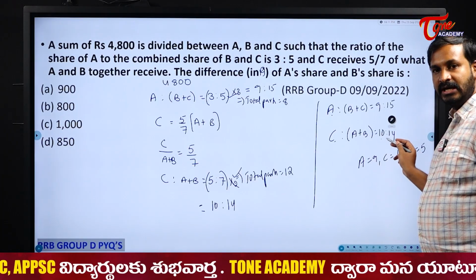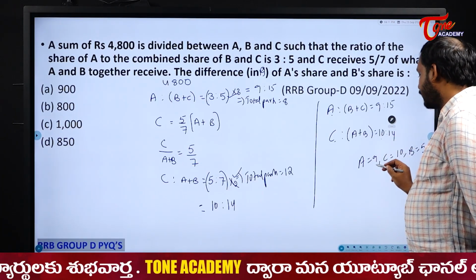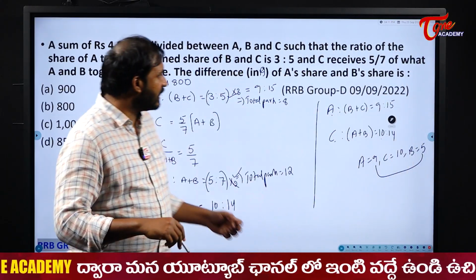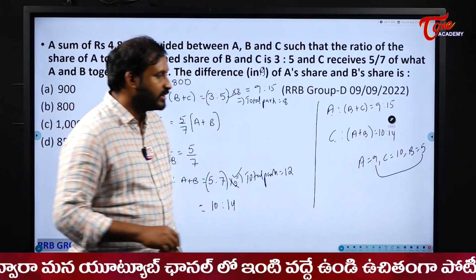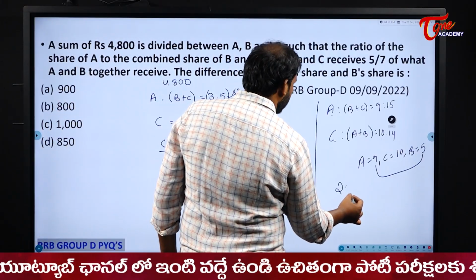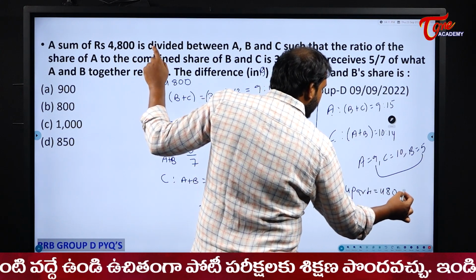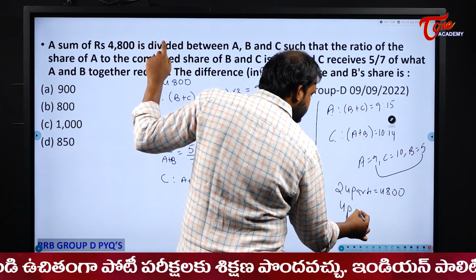If I substitute A here, what will I get? B is 5 parts. So what is the difference between A and B here? 4 parts. And they are asking us the difference between their shares. So the total of 24 parts is given as what? Total 24 parts is given as 4800. And they are asking us their difference, that is 4 parts.